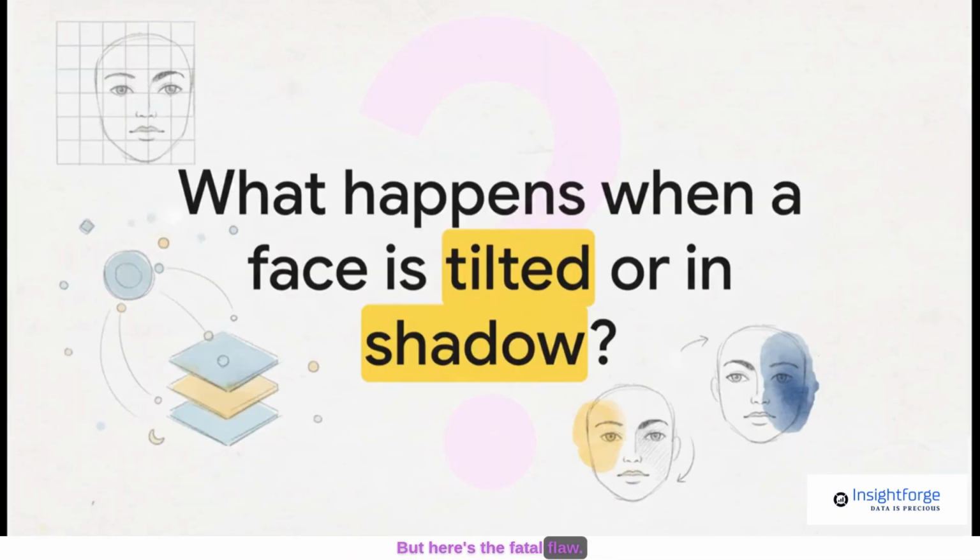But here's the fatal flaw. What happens if I tilt my head, or if I walk into a shadow? All those rigid, human-defined rules, they immediately shatter. The whole system just falls apart. This approach was way too fragile for the messy, unpredictable real world, which meant the entire approach had to be thrown out. A revolution was needed.